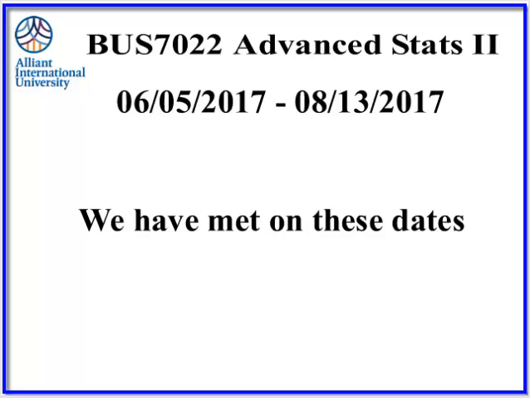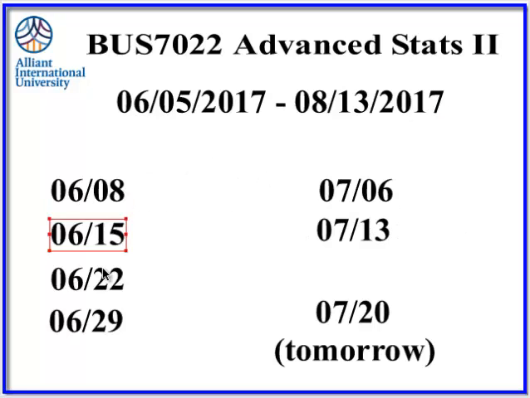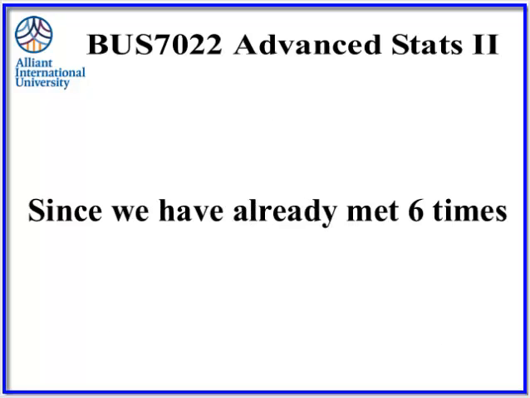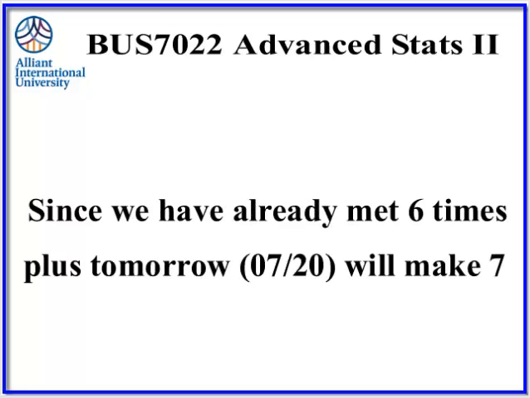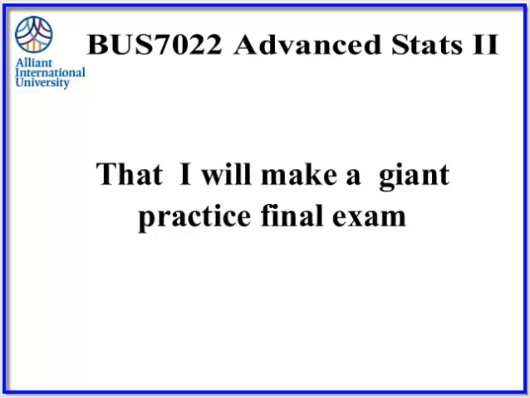Since we've already met on these dates, 4 in June already, 2 in July. We're meeting tomorrow, all right? We're going to finish up with the ANCOVAs and hopefully some MANOVAs if we can get time. This is what I'm going to suggest. We met 6 times. Tomorrow is 7. They want us to meet 8 times.